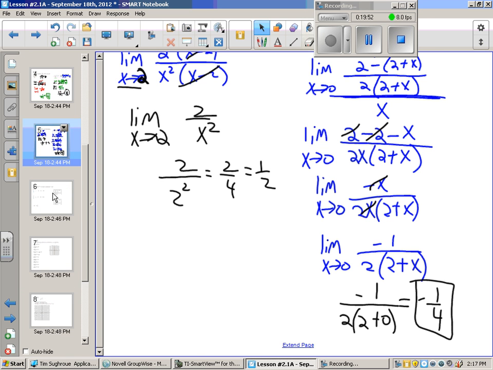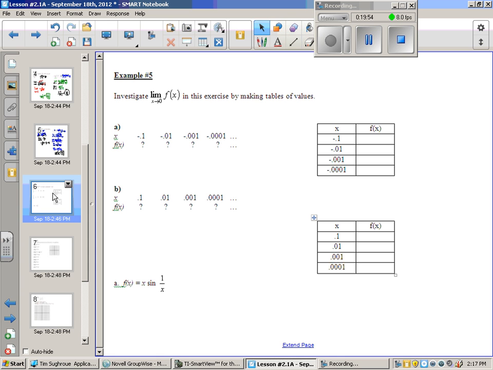Okay, let's take a look at a few other things that will show up on this. One of the things that they do want you to do in this particular section is to look at the limits as you approach from the left and from the right. That's what they're doing here on this particular example. It says investigate the limit as x approaches 0 of the function f of x by making a table of values. So I've set up the table here for you in your notes. Here is the function right here. This is what they want us to type in.